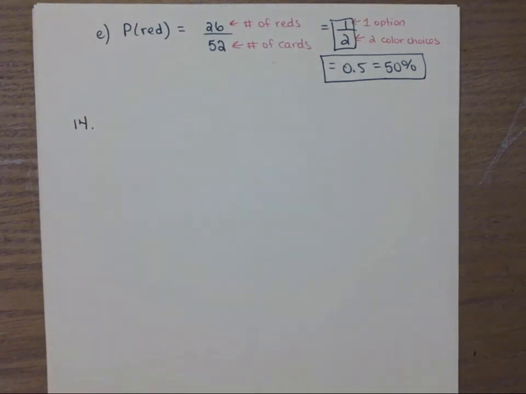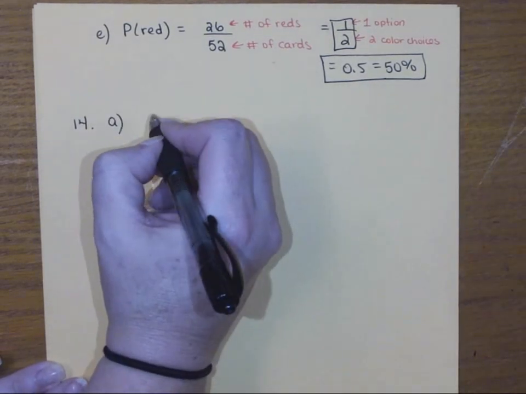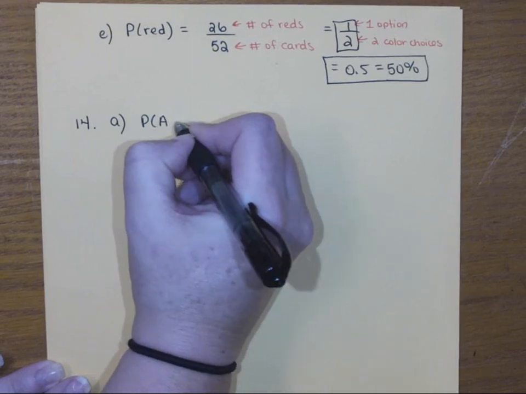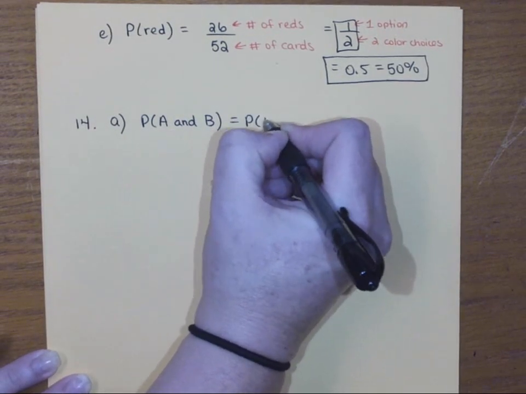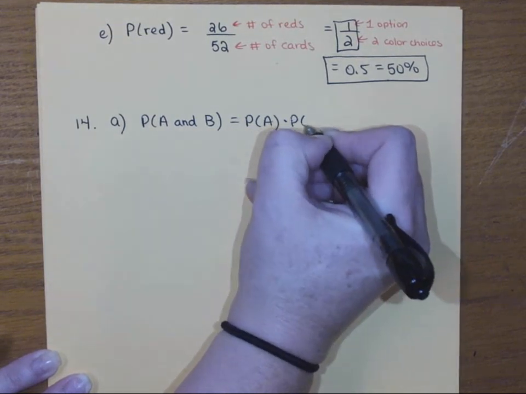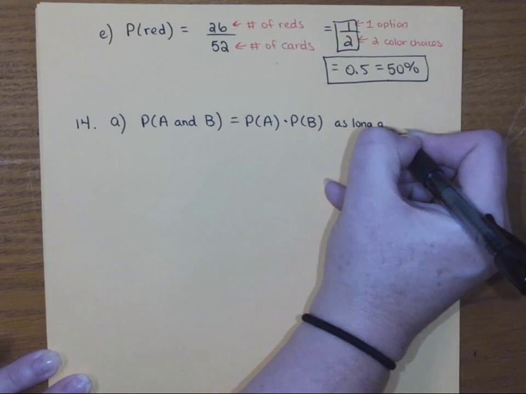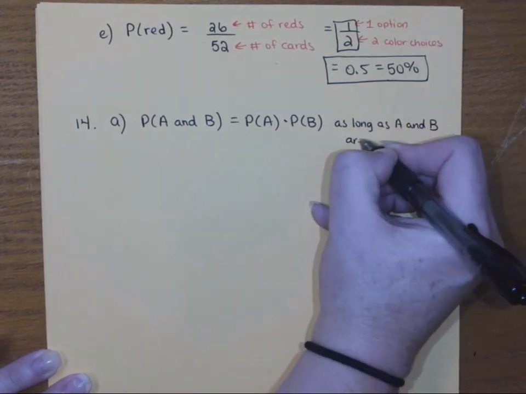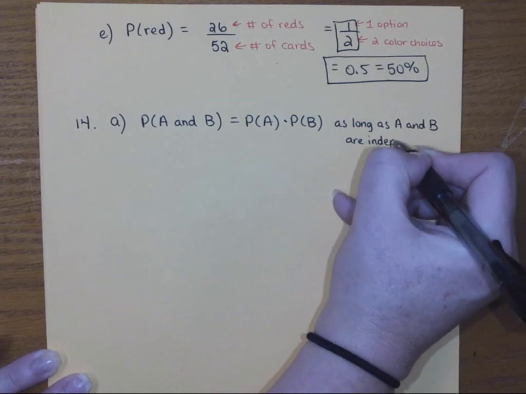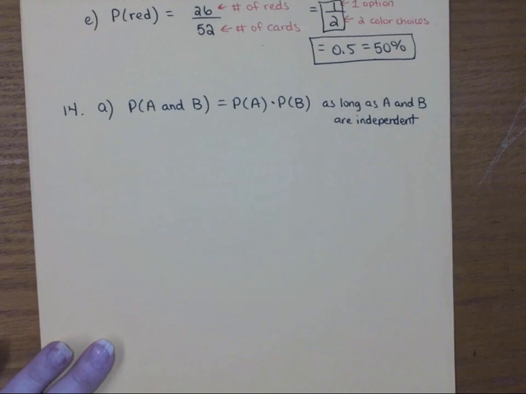All right, so for 14, the first one just says various and or problems. So for part A, just make sure that you know these formulas. The probability of A and B is the probability of A times the probability of B, as long as A and B are independent. In other words, as long as they don't have anything to do with each other. And if they do have something to do with each other, you have to make an adjustment.